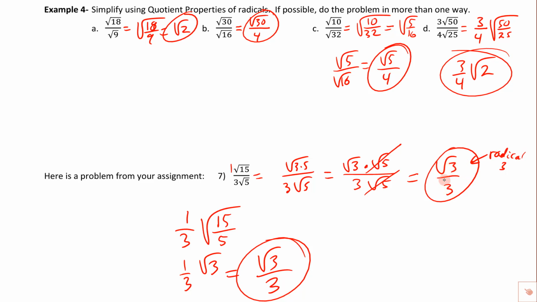Just keep that in mind. You'll practice that more as the years go by, but that's a very common mistake. You're going to leave it this way. That's a radical 3. This one is a plain old 3. So we cannot cancel, okay? Can't reduce those, all right? So please keep that in mind.